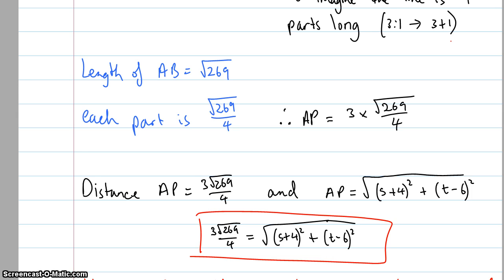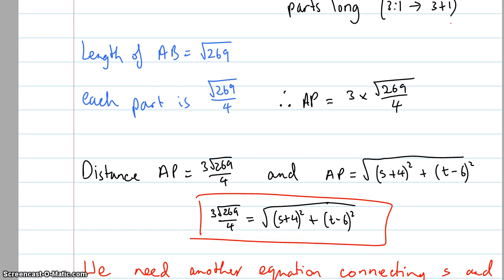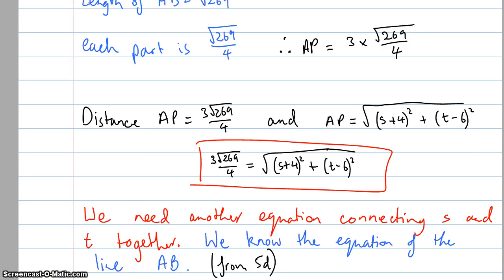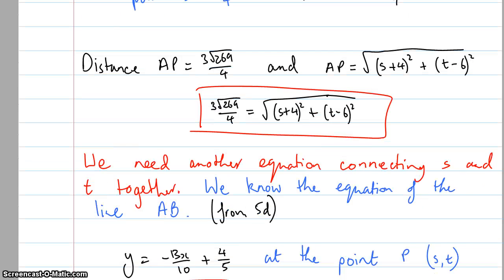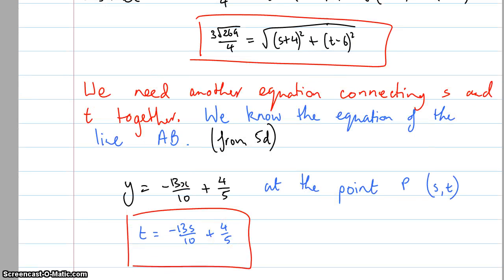Now I need another equation that connects S and T together, and then I can solve them simultaneously and find out what the actual coordinates S and T are. So I was thinking, and this is where I feel like I probably need to go through the whole question, but we know the equation of the line AB from question 5D. We know that the equation is this one here, y equals negative 13x over 10 plus 4 over 5. Now at the point P, when x is S and when y is T, if I substitute that into this equation, I'm going to get another equation with T and S in it, which is this one here.